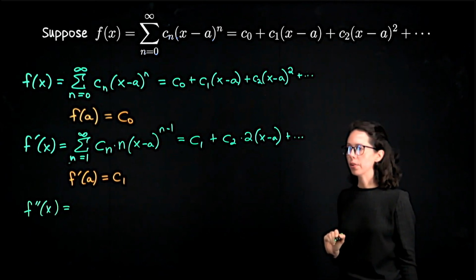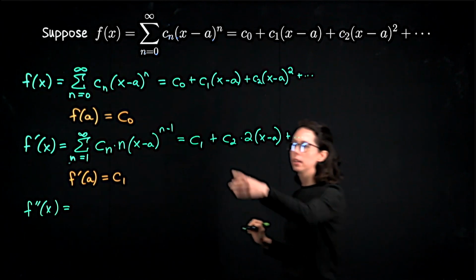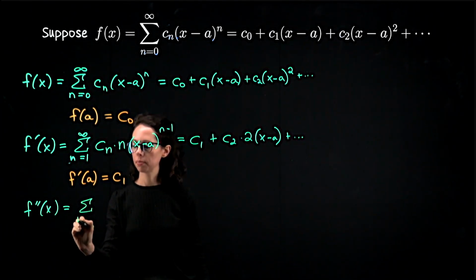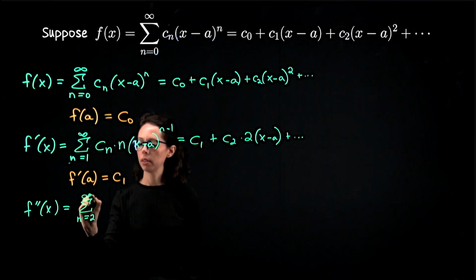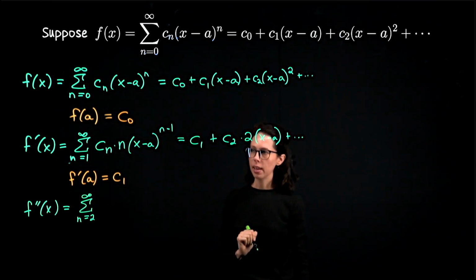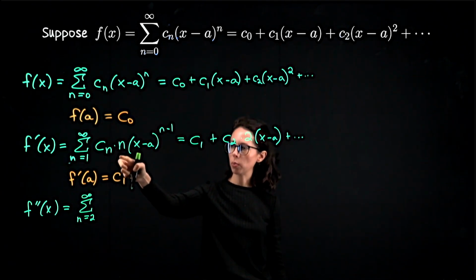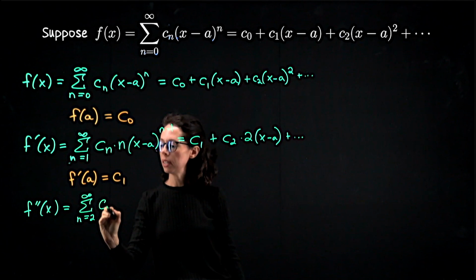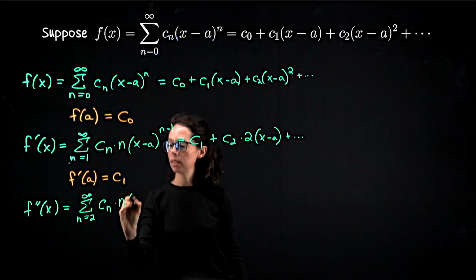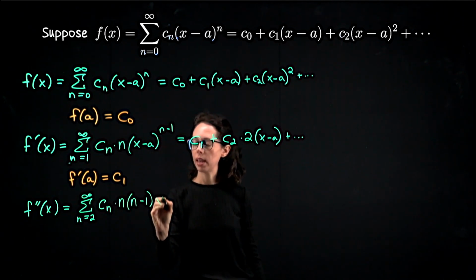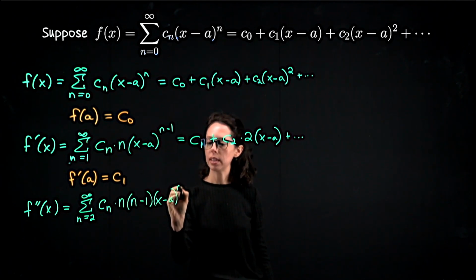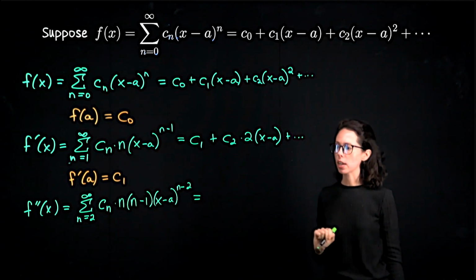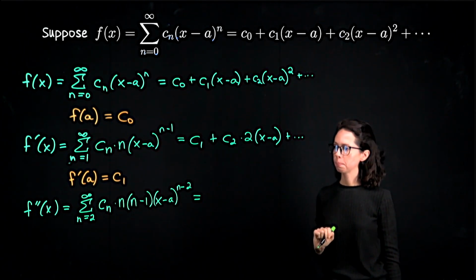Again, when we differentiate, we're going to lose that leading C1 term. Our first n value will actually be n equals 2. So we bump up from n equals 1 to n equals 2. Then with the power rule, the n minus 1 will come down, and our new exponent will be n minus 2. So we will see Cn times n minus 1, x minus a to the n minus 2. So this is like the power series representation for f double prime.